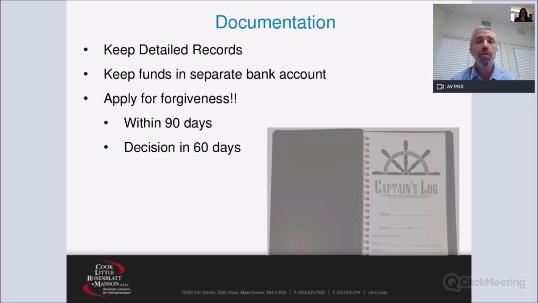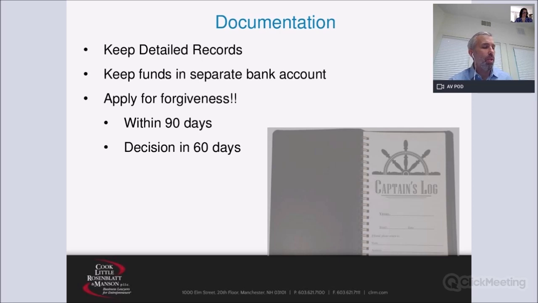So, that kind of careful tracking and clear path, I think, will do a couple of things. It will help you with your application for forgiveness. And if a question does arise down the road, if there's an audit, it will help you more readily defend the audit and show how the proceeds were paid.